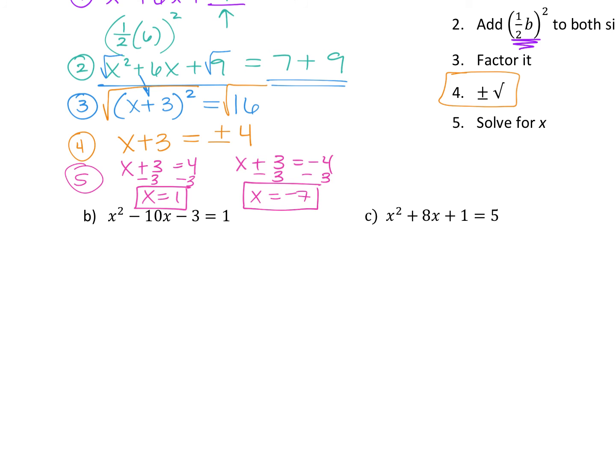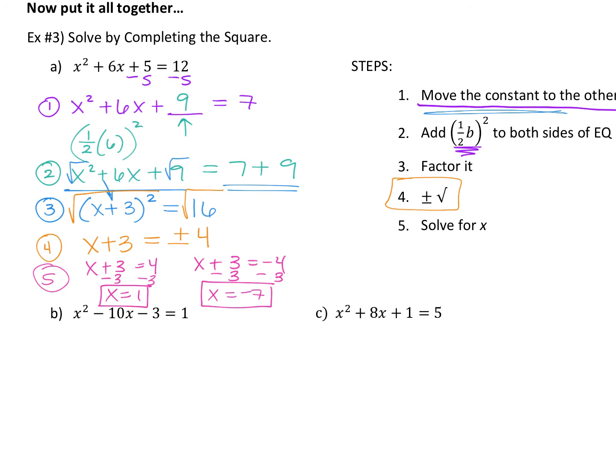Okay, so letter B here, thinking through your steps, right? Here's all your steps. Maybe just have that in front of you as you're doing the homework. 5 steps that you need to do. Step 1, add 3. You're going to move the constant over. So add 3 and add 3. That means you have x squared minus 10x plus something, right? Don't forget to leave your blank there, equals 4.